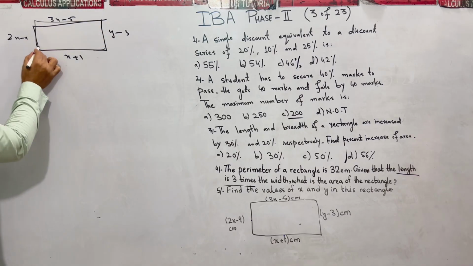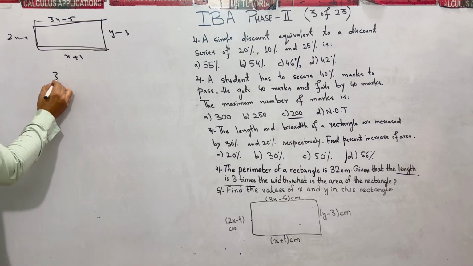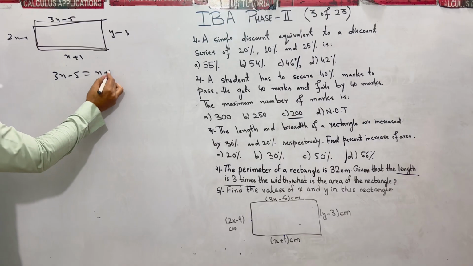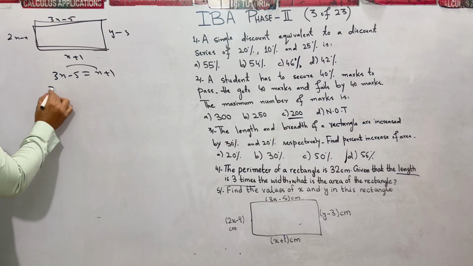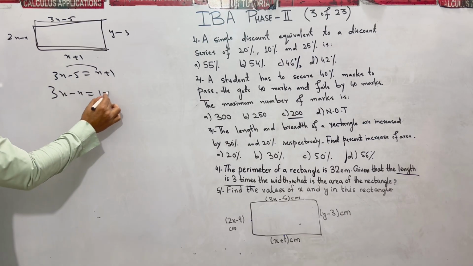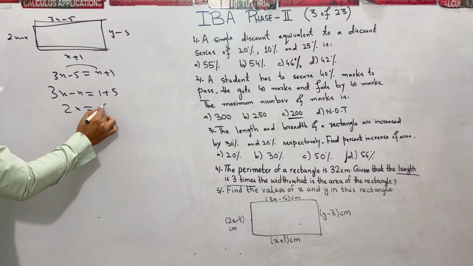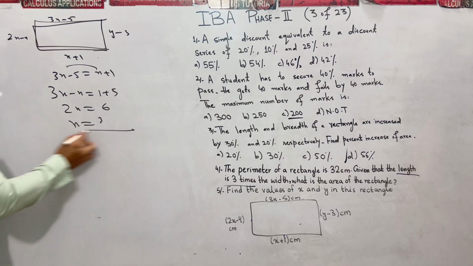By virtue of the definition of rectangle, opposite sides are equal. So 3x minus 5 is equal to x plus 1. Shift x here, 5 there. I have 3x minus x equals 1 plus 5, so 2x is equal to 6. So the value of x is 3 in that case.